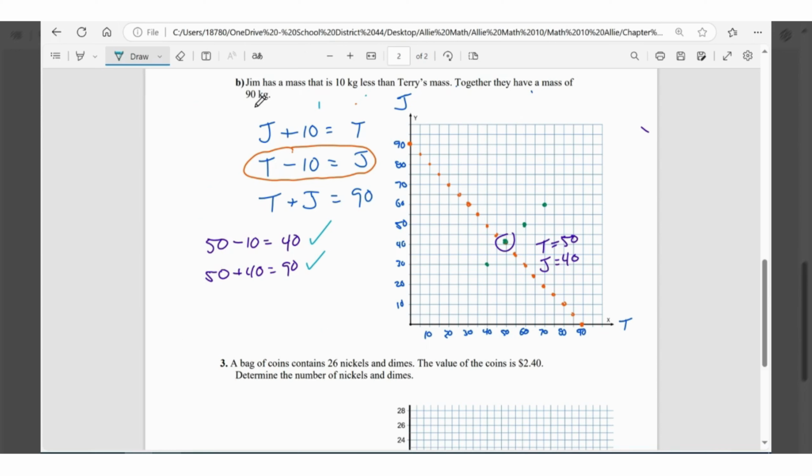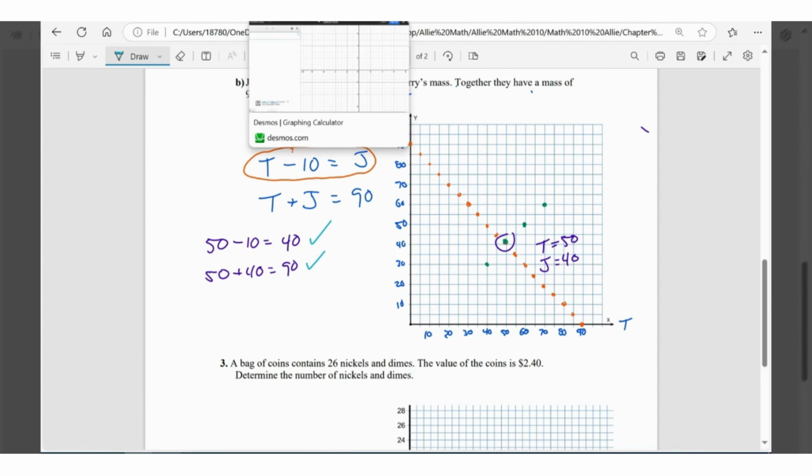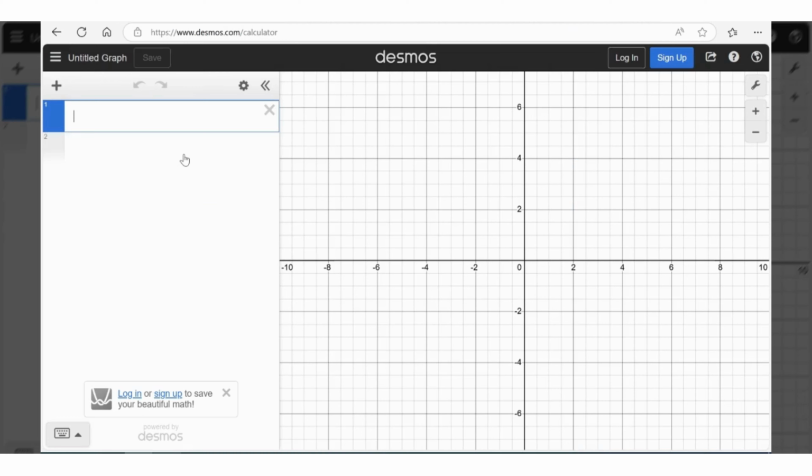And now I'll plot it into Desmos. That's just another way to solve it. You might have this on your calculator and your phone, so you can do this. Let's do our t subtract 10 equals j. I don't think it's going to let us use other variables, so let's do x subtract 10 equals y.